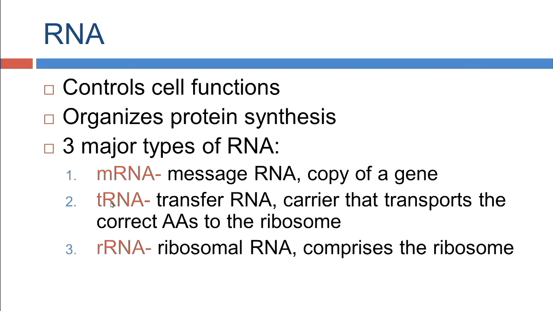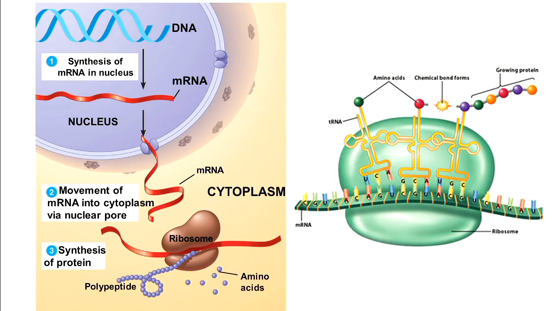tRNA, transfer RNA, brings in amino acids when you're making a protein. Okay, so it's the one that's delivering. Okay, this is like Amazon Prime. Okay, brings it in very quick. rRNA is ribosomal RNA. It makes up the ribosome that is holding the message and brings in the transfer RNA and lines everything up. Looks like this.